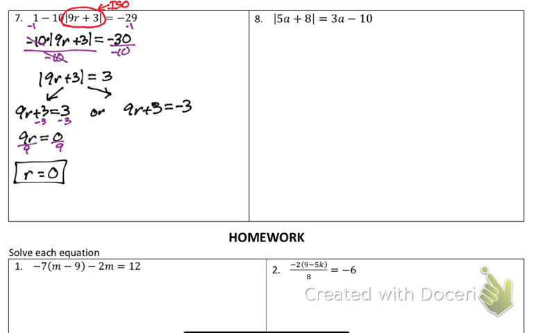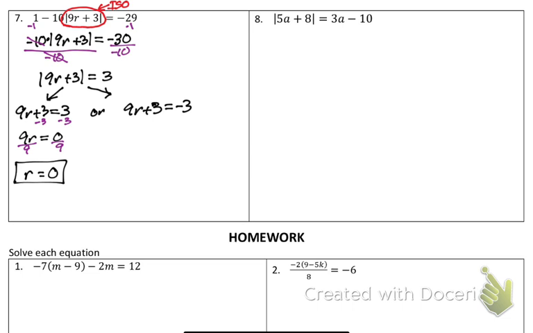So you can't divide by 0, but you can have 0 on top and divide and it equals 0. So 0 divided by 9 equals 0. That's one of my possible answers. If you plug 0 in right here, 9 times 0 plus 3 is 3. Absolute value of 3 is 3.